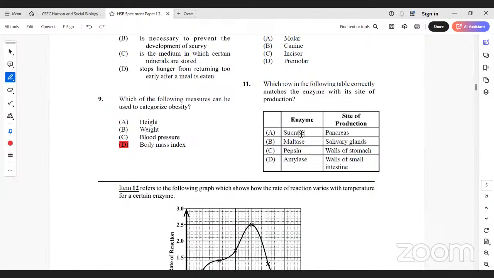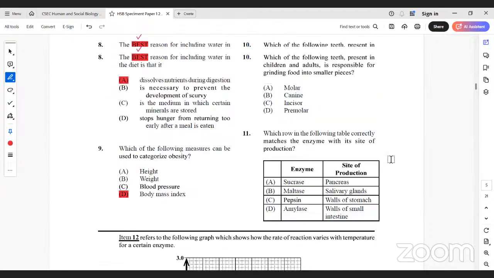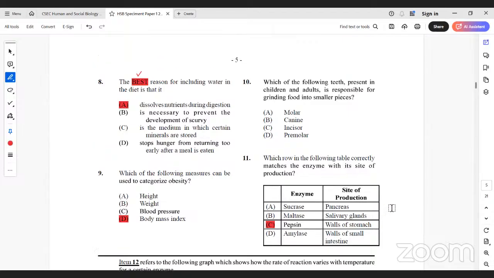What are we thinking? Sucrase and the pancreas? Maltase and salivary glands? Pepsin and walls of stomach? Amylase, walls of small intestine? All right. Someone is saying I missed out 10. All right, let's do 11 first. That's true, I did miss out 10. So 11 is pepsin and walls of stomach, right? That's the only one that makes sense. Every other one is a mismatch.